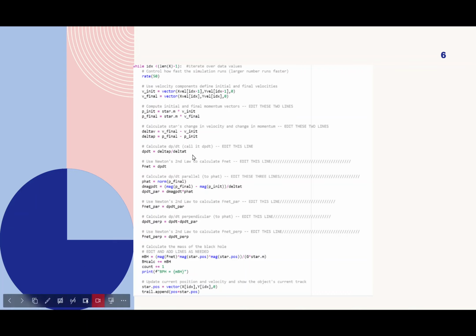Now, this is all of our code to help us find the mass of our black hole, which is going to be very useful. We have to find things like the velocity and change in momentum. We also have to calculate F-net. There's a lot of things that we have to find first before we can truly find what the mass of our black hole is going to be.